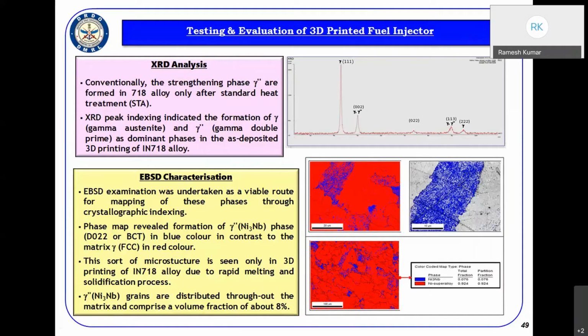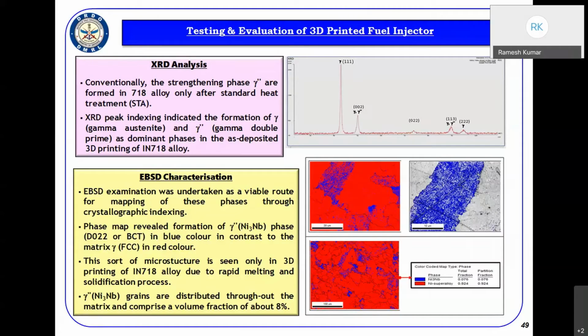Then we did XRD analysis. Conventionally, I think many of you may be aware that 718 has the gamma double prime, which comes only after the standard heat treatment process. But in the as-deposited condition itself it has come.